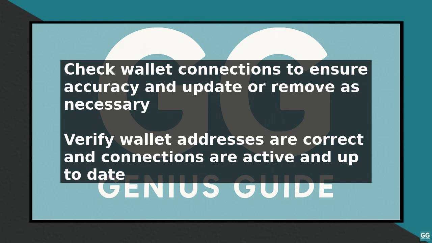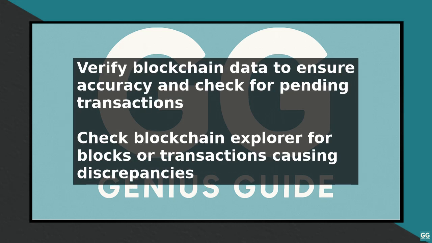Next, verify the blockchain data to ensure it is accurate and current. Debank relies on blockchain data to calculate token balances, so any issues with this data can affect your balances. Check the Blockchain Explorer for any pending transactions or blocks that may be causing the discrepancy.